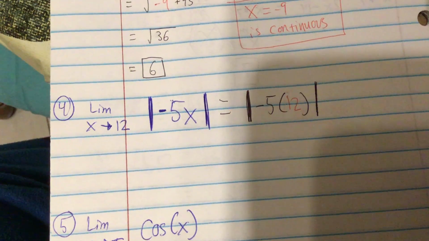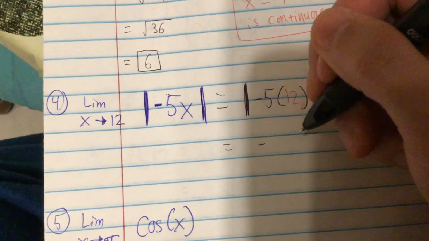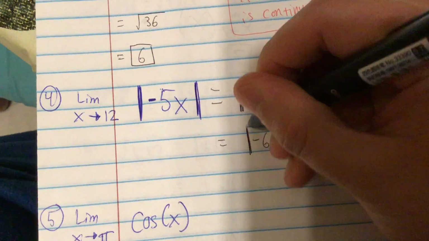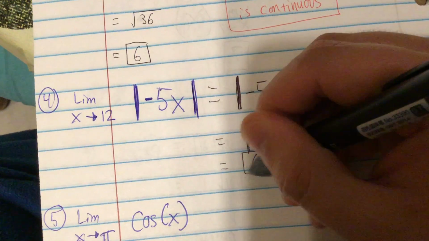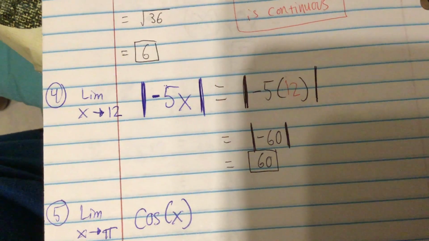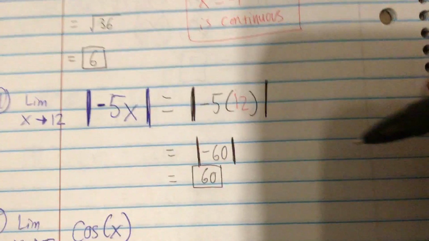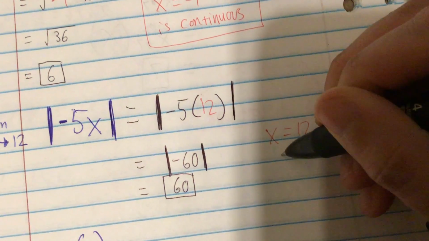So therefore, negative 5 times 12 is negative 60, but remember that's in the absolute value. The absolute value of negative 60 is still 60. You know the deal. Direct substitution worked, so x equals 12 is continuous.